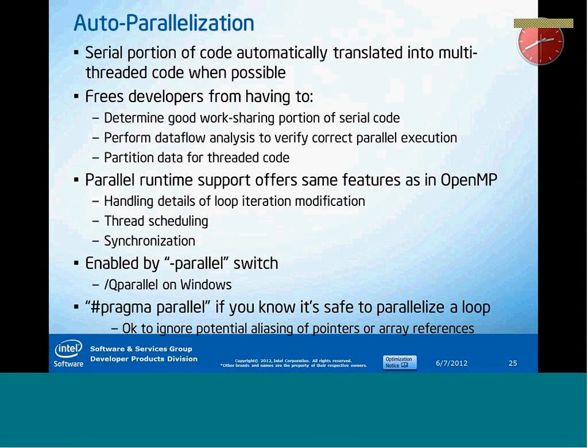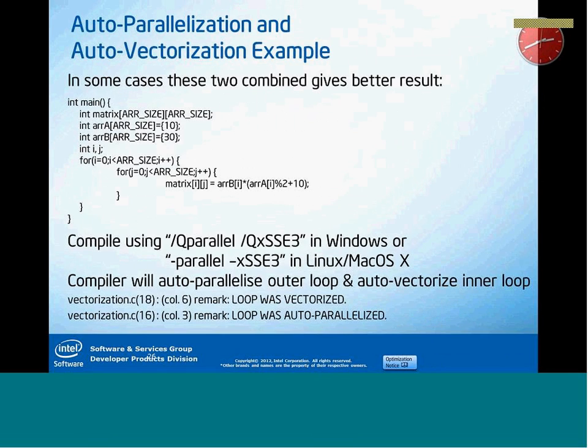Obviously, it partitions the data for the threaded code, then distributes and gathers the results and so on under the hood. The runtime follows the same features as in OpenMP, so that makes life even easier and much more efficient. All you have to do is use the -parallel switch, and you're done. And the last bullet says that if you know it is safe to parallelize a given loop, there is a pragma parallel if you'd like to use that.